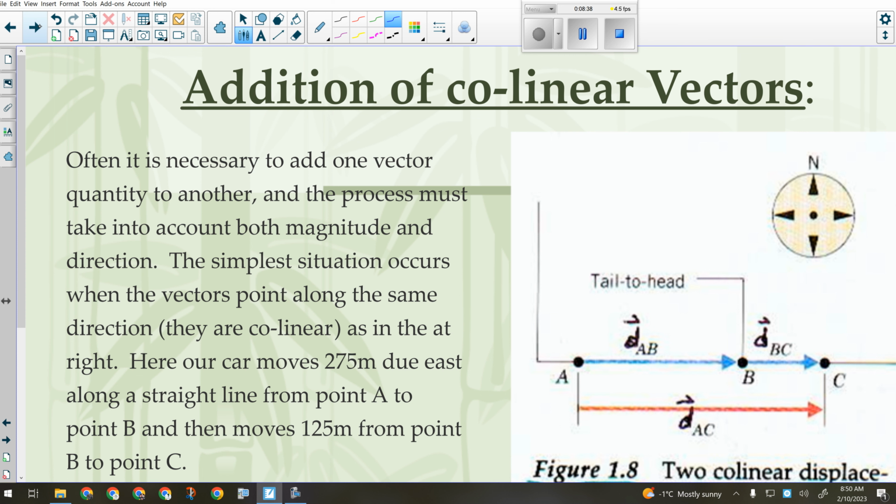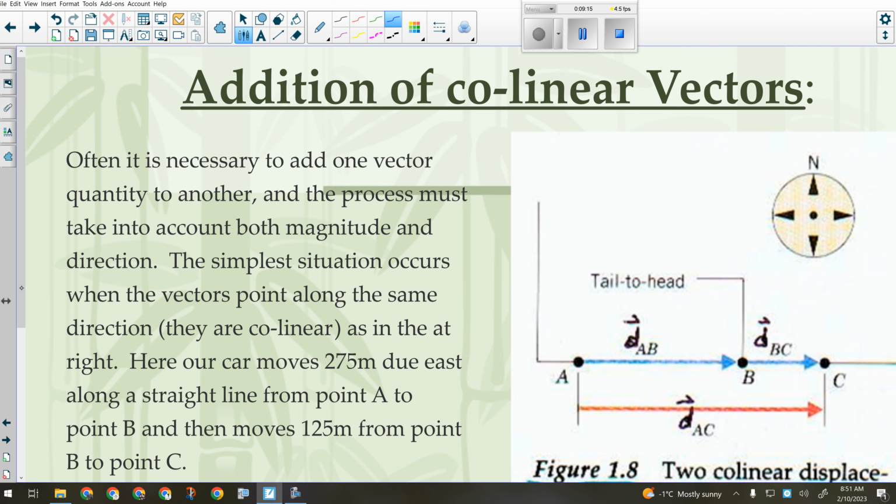So lots of times it's necessary to add one vector quantity to another. Now, can I add meters per second to meters? No. So when we say that, we mean two like vector quantities: two displacement vectors, two velocity vectors, two force vectors, whatever. They have to match. So in this case, would the two blue vectors be collinear? They both point east, so they're collinear. They are on the same line.